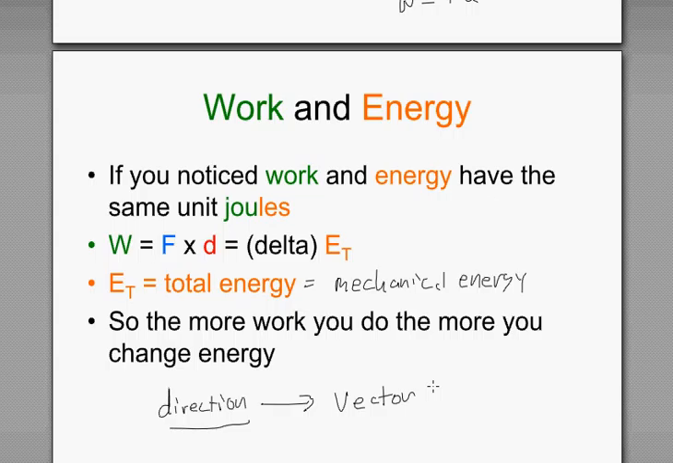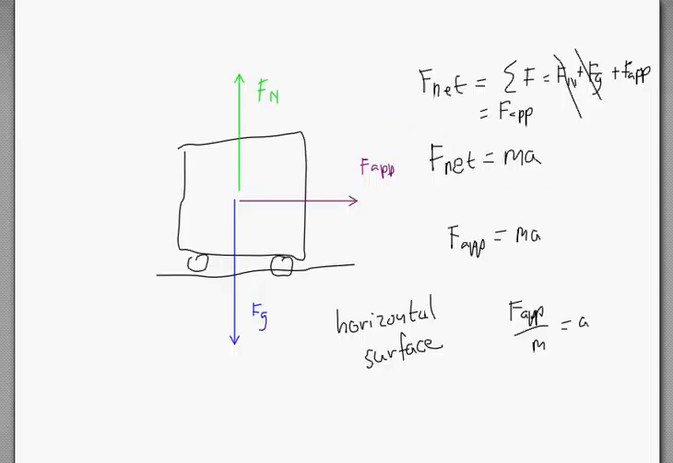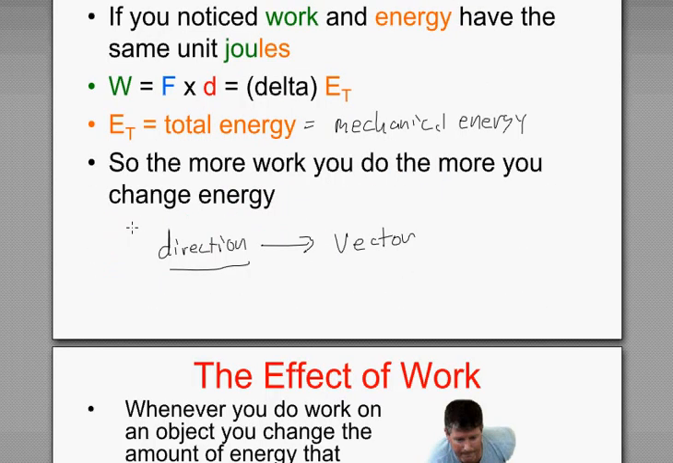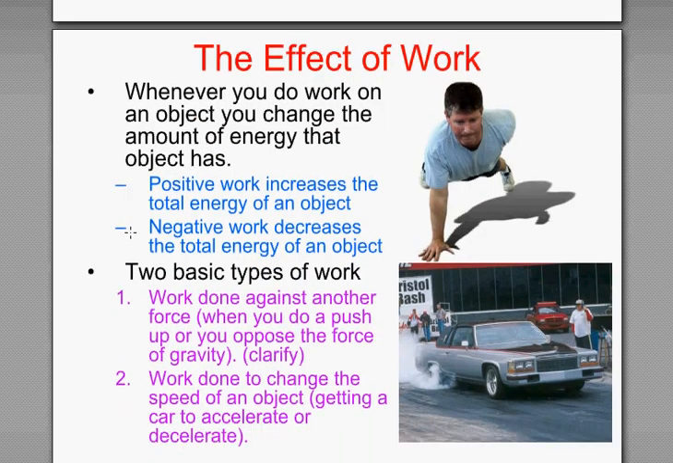Let's think about this: changes in money. If you found $5, you have a positive change in money, positive $5. If you lose $5, you have a negative change in money. You have negative $5. The effect of work: whenever you do work on an object, you change the amount of energy that an object has. Positive work increases the total energy of an object. Negative work decreases the total energy of an object.